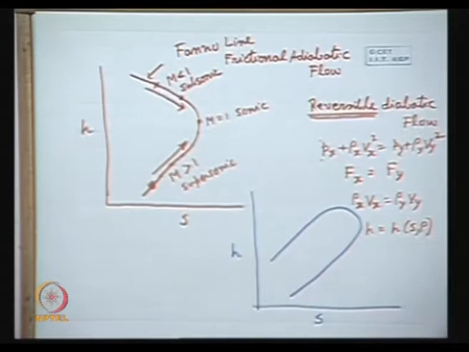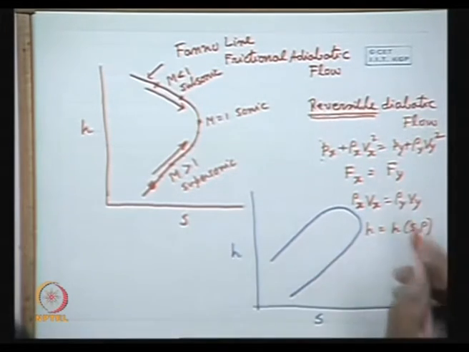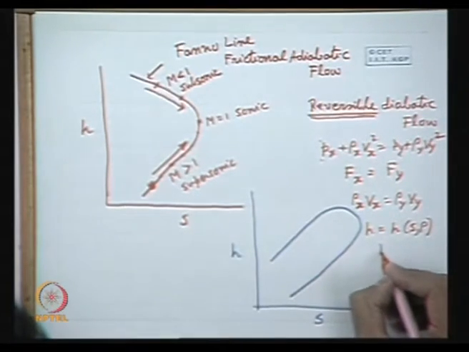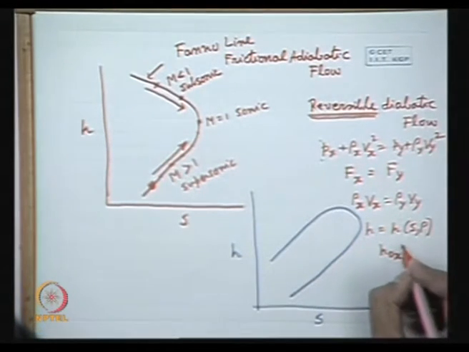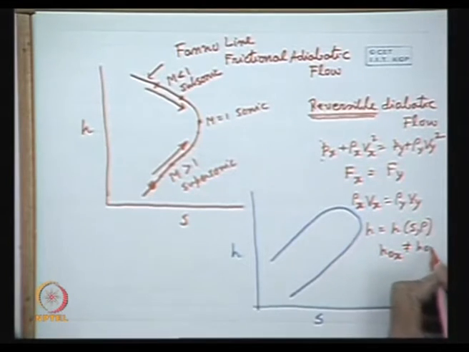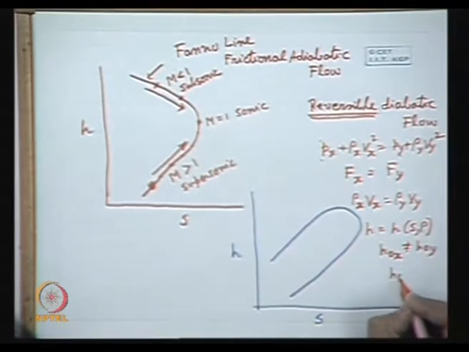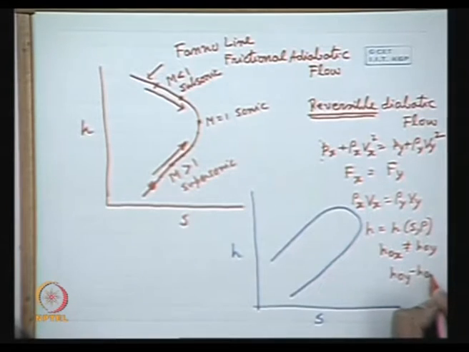Here one thing is that in this case, if we try to find h0x, which I probably discussed in the last class, it will not be equal to h0y. So if I find the difference h0y minus h0x, I will get a value which is not 0.